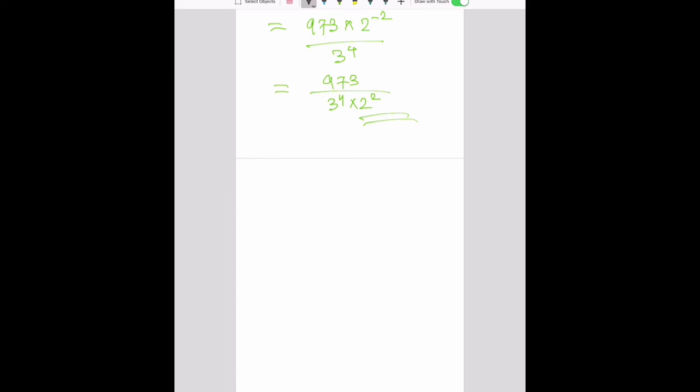Let's do this sum in a different method. Same sum. Let's see if we can do it in a much easier method. 3 by 4 to the power 3 minus 5 by 2 to the power 3 within bracket, minus 2 by 3 to the power 4. Okay, let's open up the bracket.